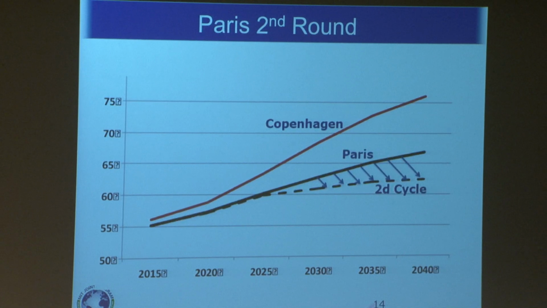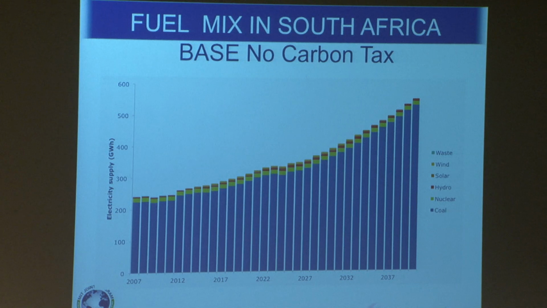And then here what we're seeing is there's going to have to be a second cycle after Paris. It's been in the news lately that Paris is not going to be enough to get to the 2 degrees. So we're going to have to bring it down more. So as we look to energy policy, how does that affect us?